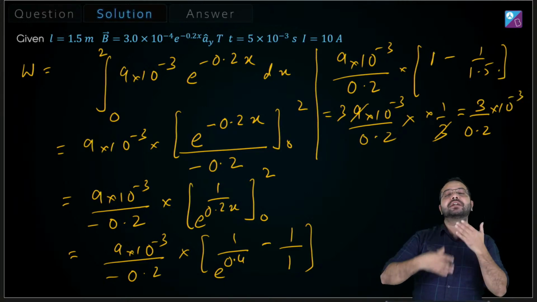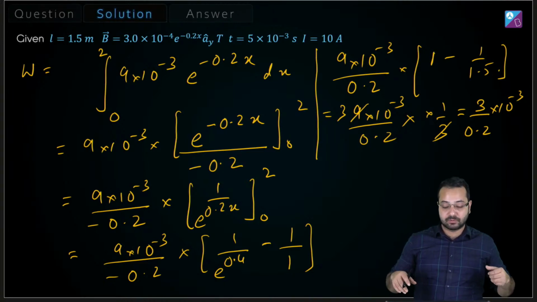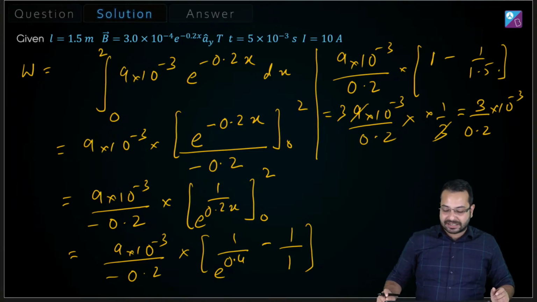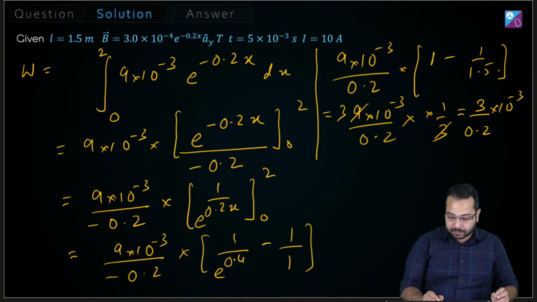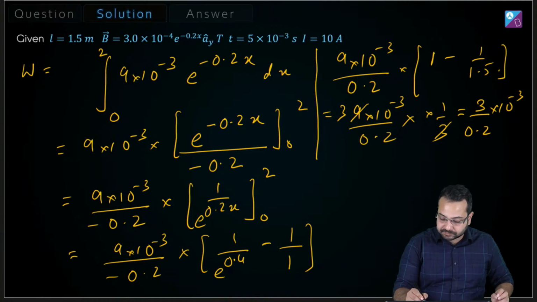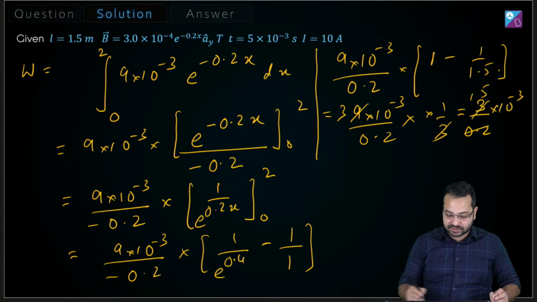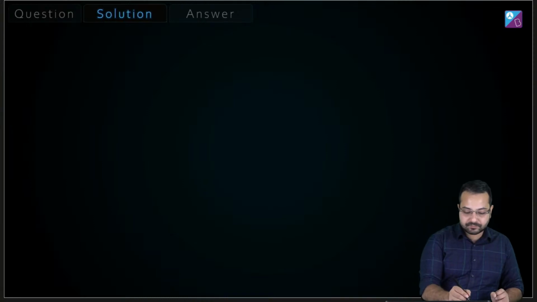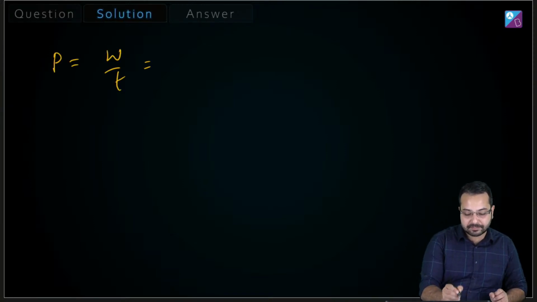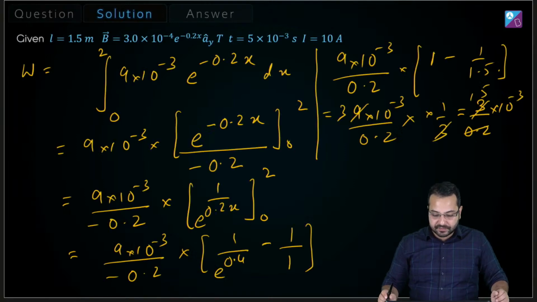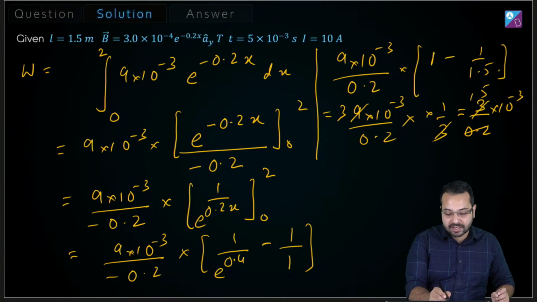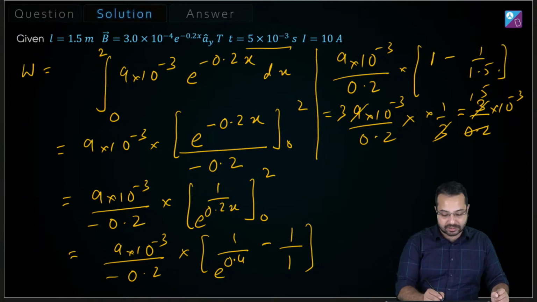We still have to divide it by time, because we have to calculate the power. So this we have calculated is the work done. Now let's calculate what is the power. So this becomes 15 into 10 to the power minus 3. The power delivered by this force is going to be the work done divided by time. The work done is 15 into 10 to the power minus 3, and the time is 5 into 10 to the power minus 3.